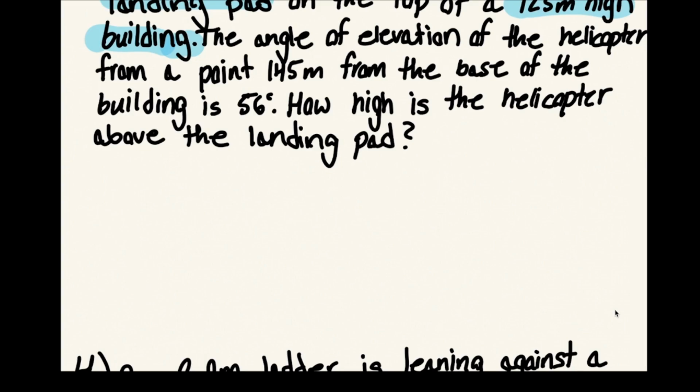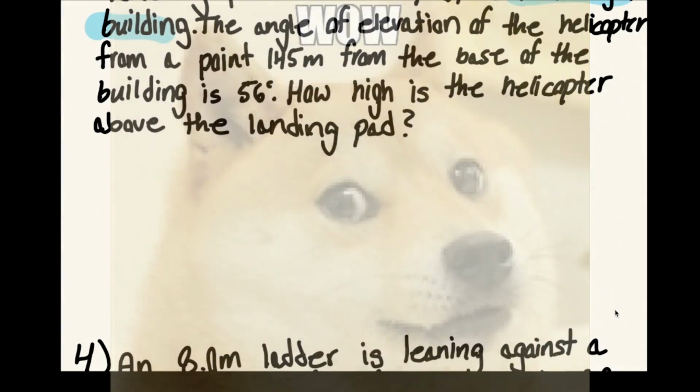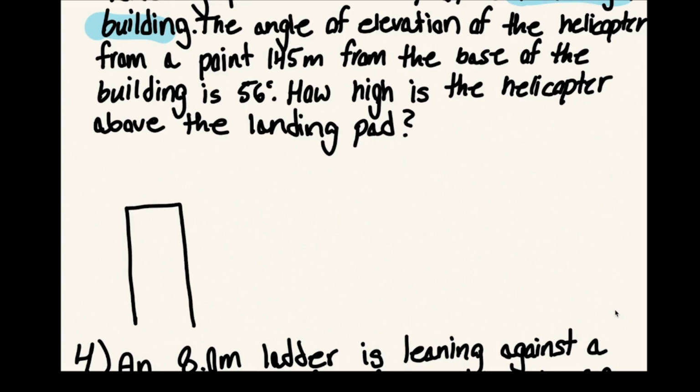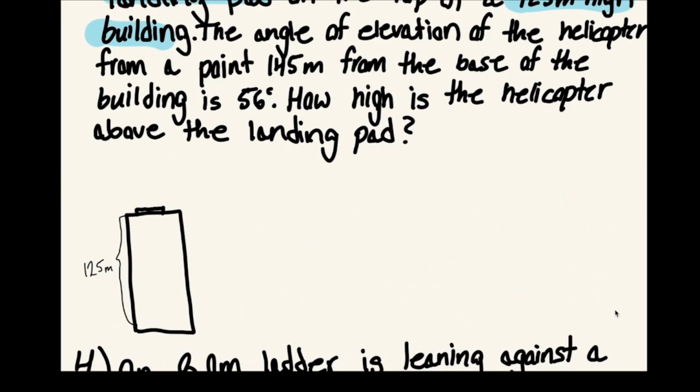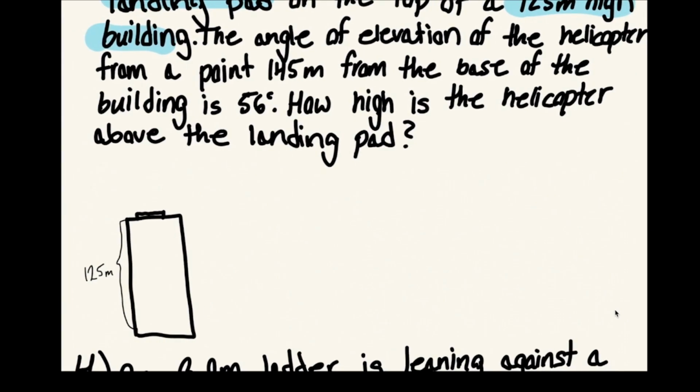So here's the building. Wow. Let me quickly. This is the building, right? Here's the small pad. And then they said to us the building is 125 meters tall. So this is 125 meters tall, and the helicopter hovers directly over the building. Let's see if I can draw a helicopter. Oh my.